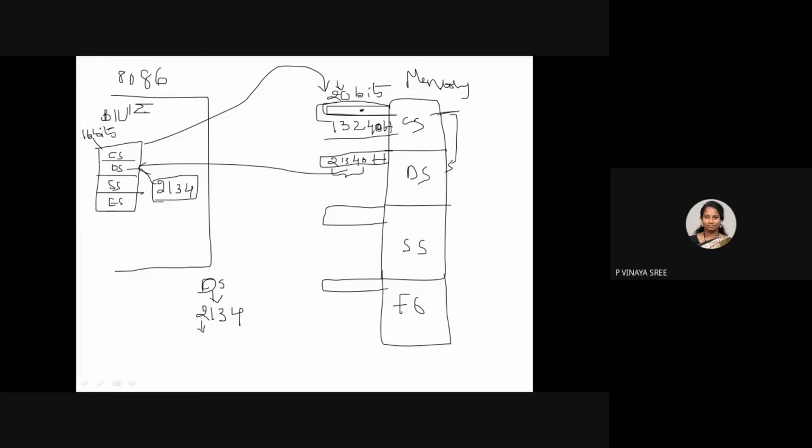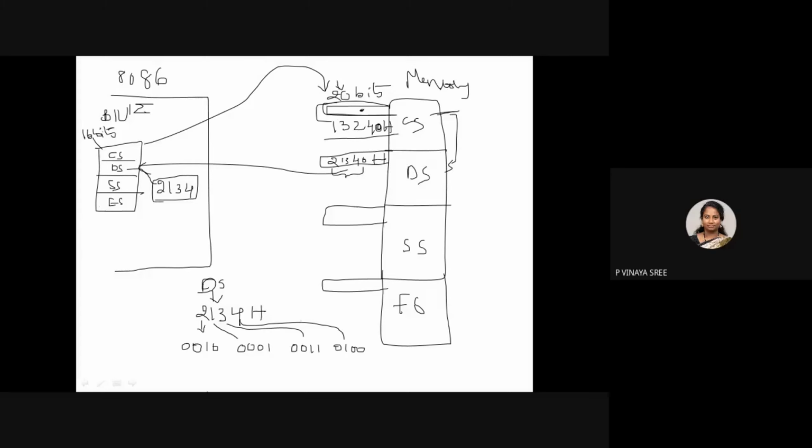Try to convert this 2 to binary. This is a hexadecimal representation. I want to convert that hexadecimal to binary. Tell me, 2 is represented in binary as 0010. Yes, 0010. Next 1 is 0001. 4 is 0100. Okay. So 2134. Now this 2134 we need to get as 21340.